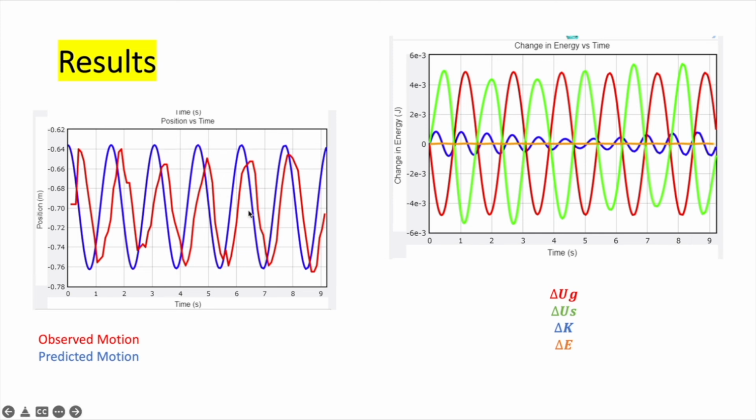The second graph is the prediction versus observed motion. We can see that there was a noticeable discrepancy, and this may be because we didn't take into consideration the drag force. So in the future, if we could take into consideration the drag force, maybe our predictions would be more accurate.